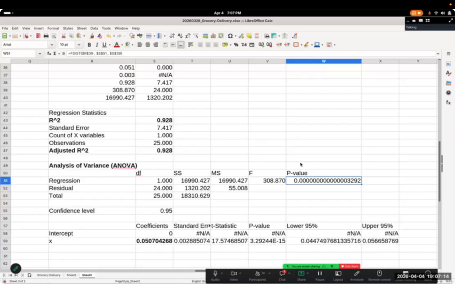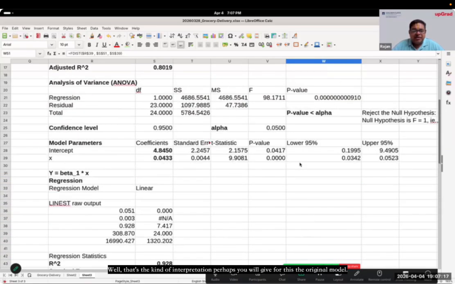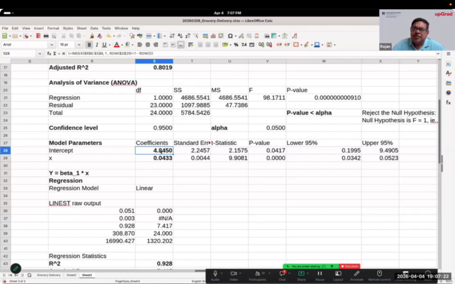That means the best kind of interpretation perhaps you will give for this one. That is the original model: world oil output modeled against US energy and US auto fuel rate. So I'm just giving you... you have a very good question.